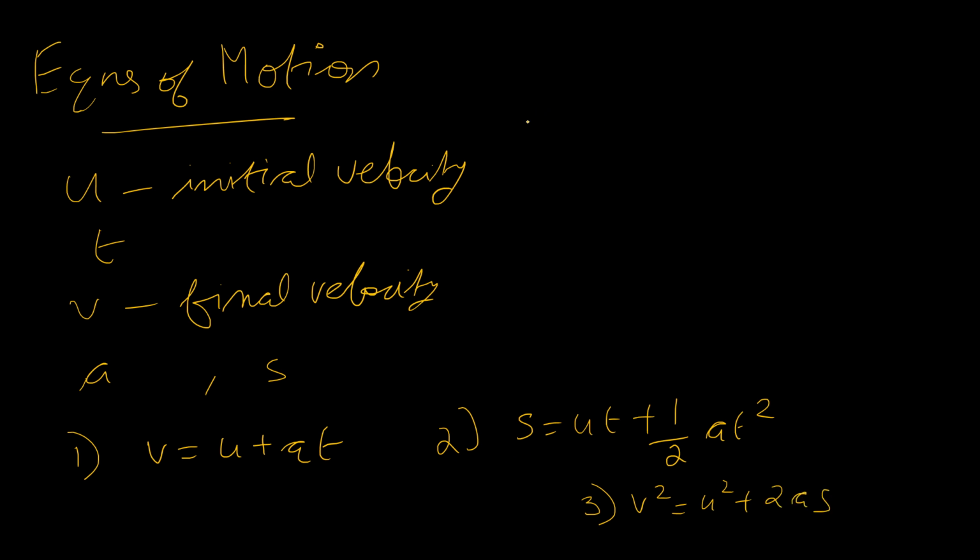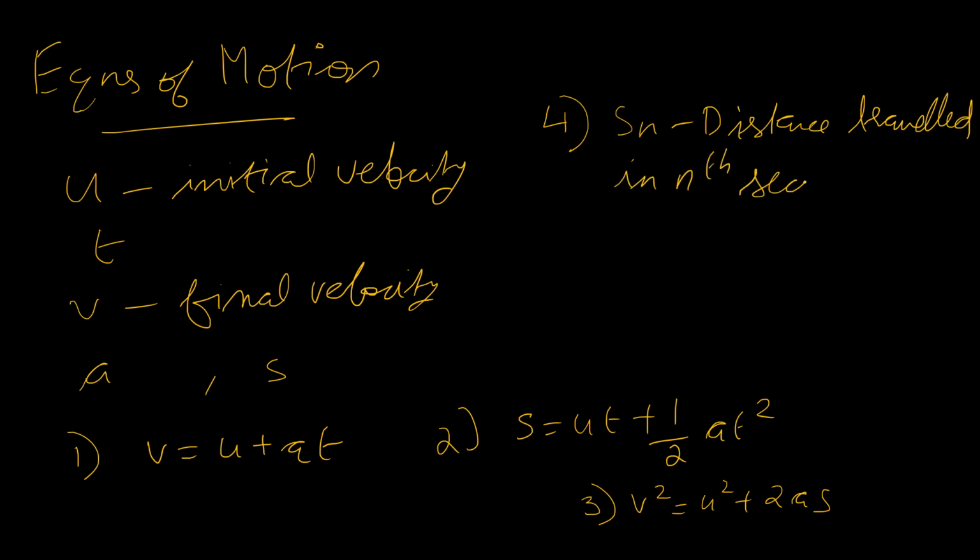A special equation, fourth one, which has been asked in many exams as well as JEE Mains and Advanced. The distance traveled in nth second, Sn. Sn means distance traveled in nth second. Sn equal to u plus a by 2 into 2n minus 1. What is it? U plus a by 2 into 2n minus 1.